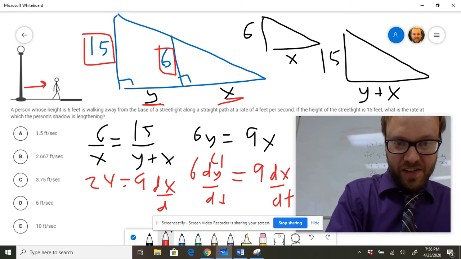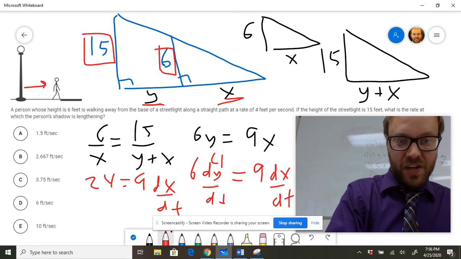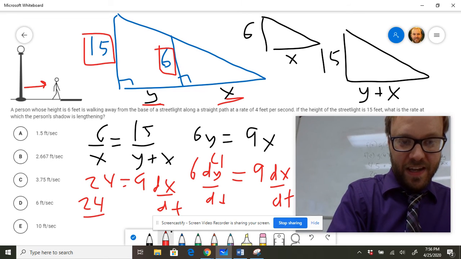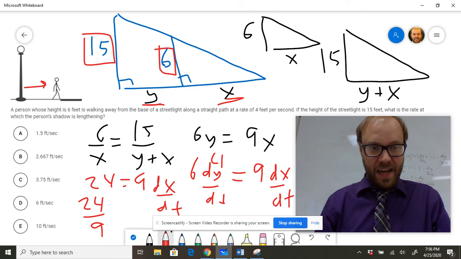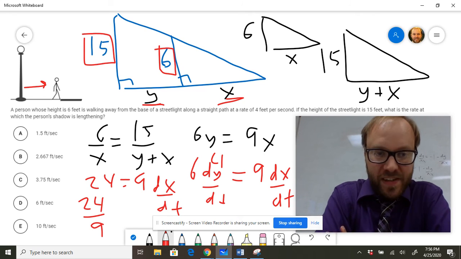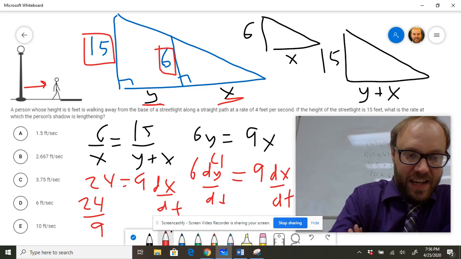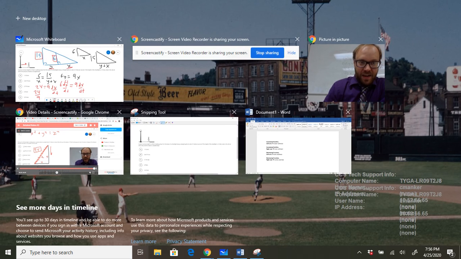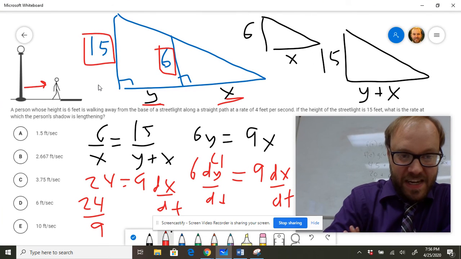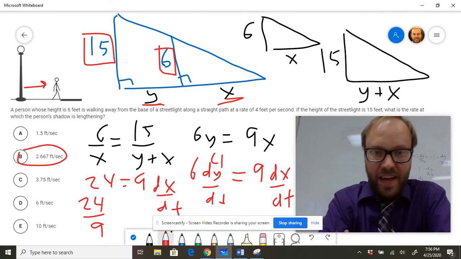Remember, the rate of change of the shadow is what we're trying to find. So you end up with 24 ninths, or 8/3 if you'd simplified it already. And 8/3 is 2.667 feet per second. And that would be the correct answer there. So we end up getting an answer choice of B here when we put the whole thing together as the final answer.